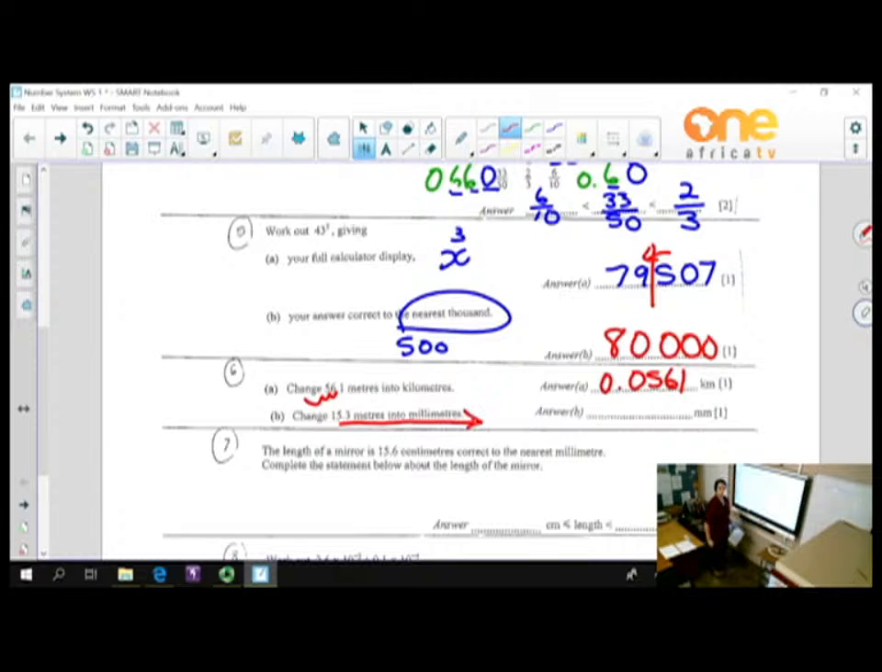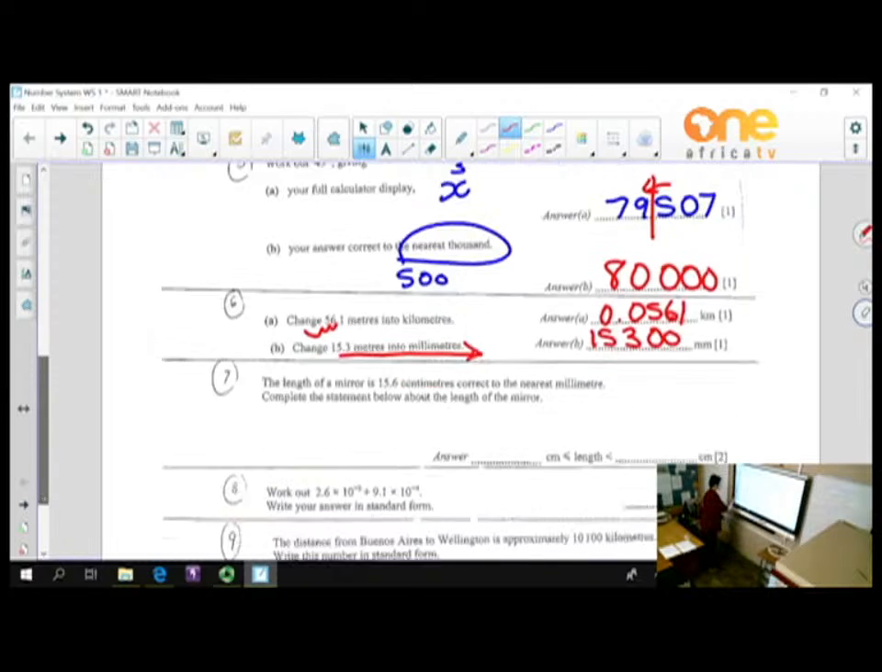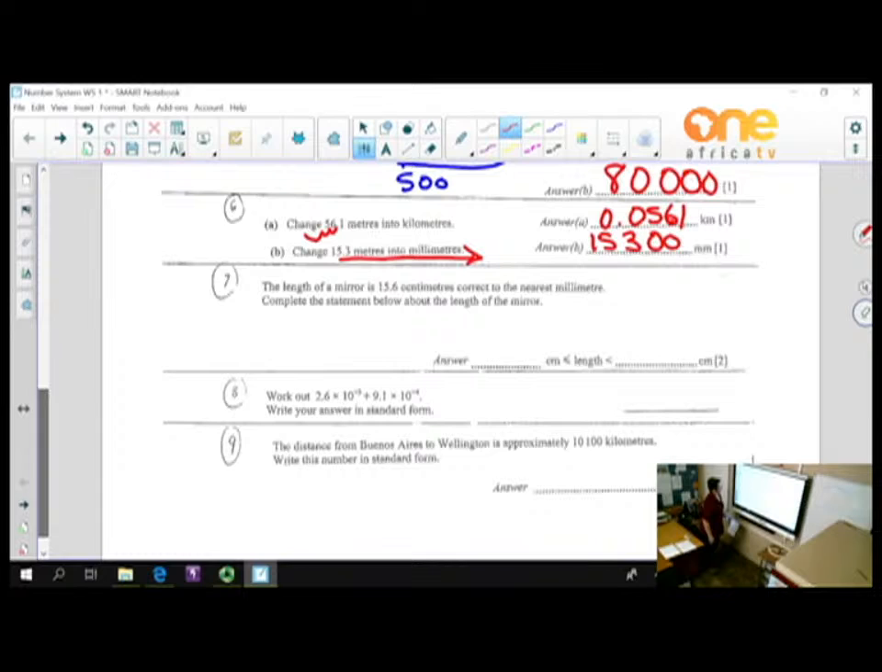This time I need to multiply with 1,000. So it's 15.3 and then 2 more zeros. I times with 1,000. Question 7. The length of a mirror is 15.6 centimeters, correct to the nearest millimeter. Now, when they work with different units, it's sometimes difficult. So I find it easier to first change this one now to millimeters.